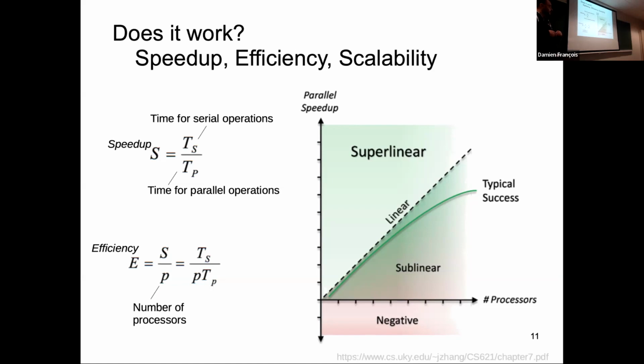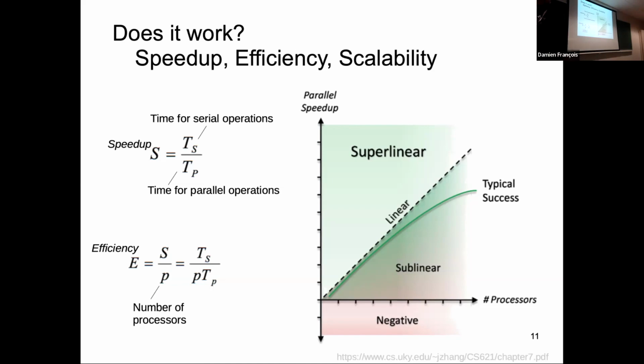Basically, it's the speedup divided by the number of processors. If you create a graph like this, where you have number of processors and speedup, this is the linear speedup, which is basically the holy grail that we want to achieve. But most of the time, you will see something that goes like this. This is a typical success. You see that having a good efficiency is often easier with a small number of processors, but as the number of processors grows large, the efficiency often drops.